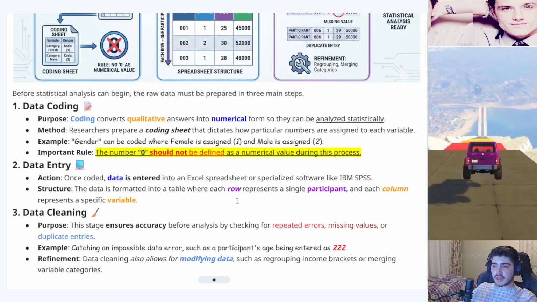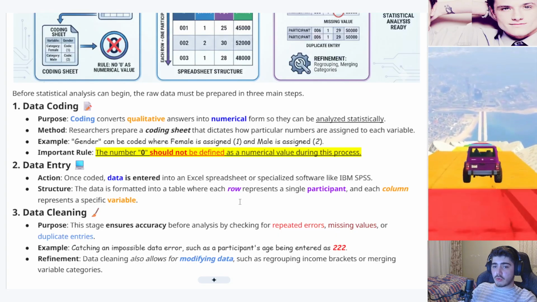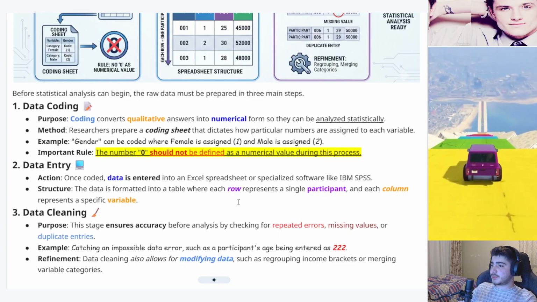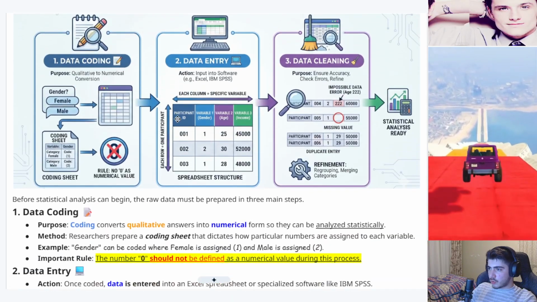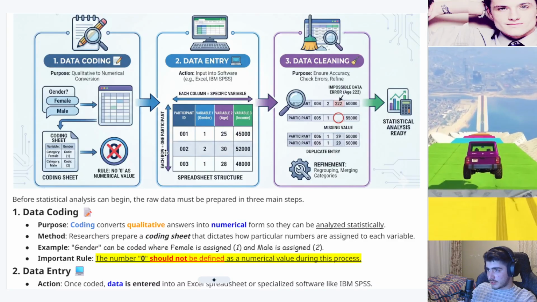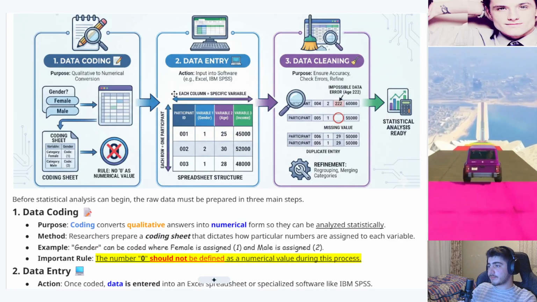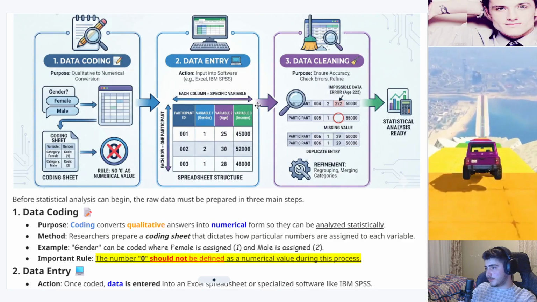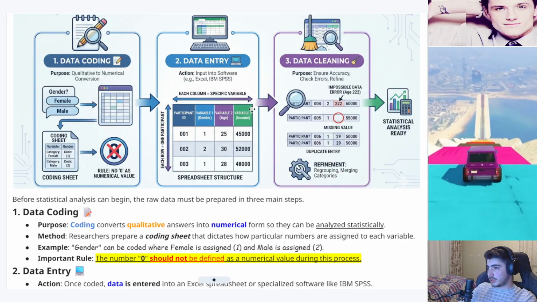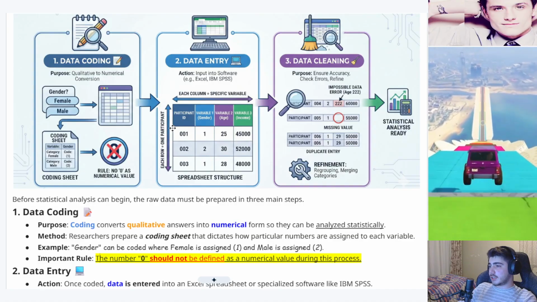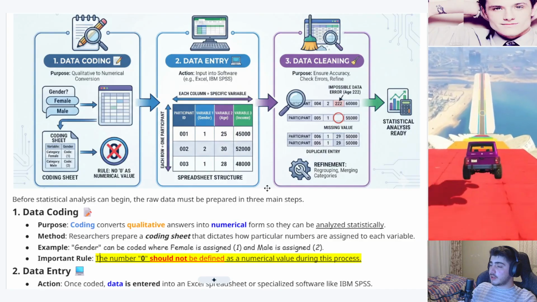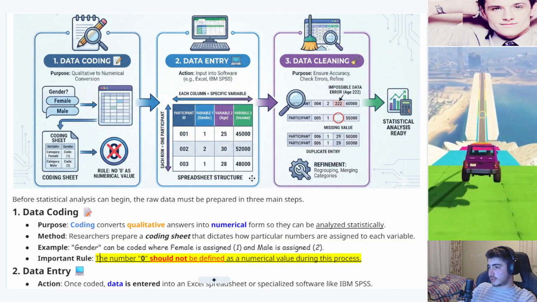So the second one is data entry. You put the data that you've prepared into a program like Excel or SPSS. It's easy to understand. Each row here represents another participant. Here we have an example. Each column is a specific variable. Variable 1, gender. Variable 2, age. Variable 3, income. I take it that you know how to read a table, but just in case you don't, this is how it looks.